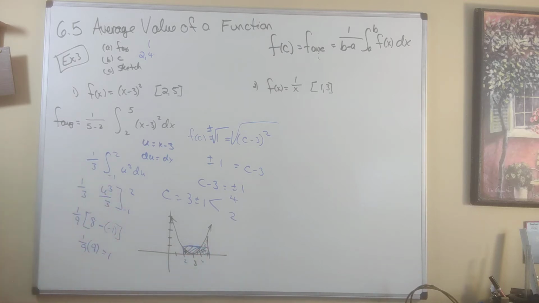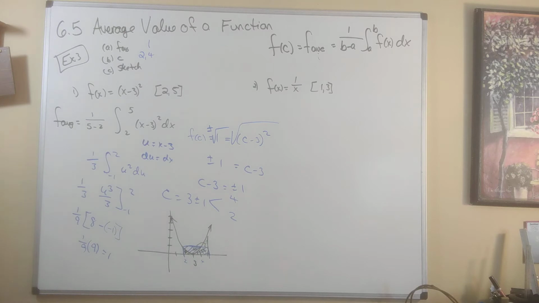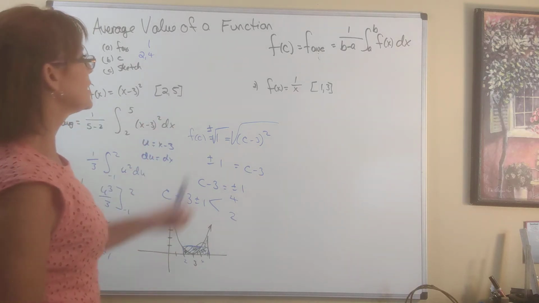So what it's saying is that this area right here is equivalent to that area right there, and the area under that rectangle is equal to the area under the curve. All right, that's the first example. Let's do the second one.